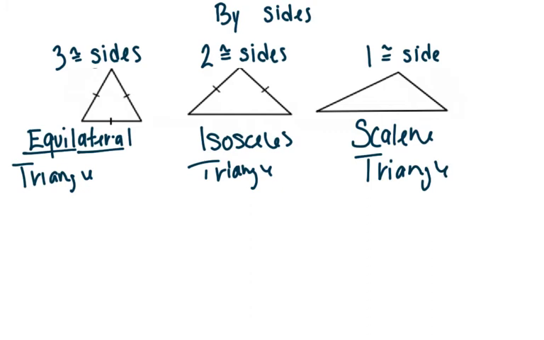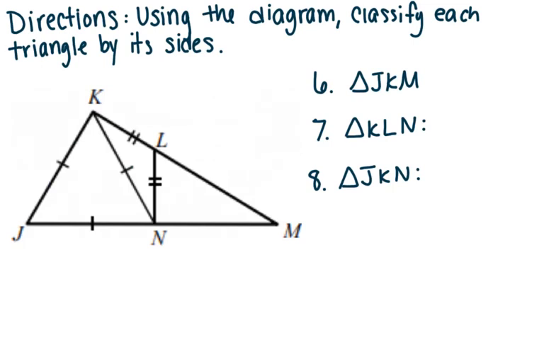So this should not be new information, but it should be a review. Maybe you've forgotten. And now we're going to do the same thing we did on the other one. We're going to classify by using the sides this time. So we're going to still use the same order. J, K, M. So J to K to M. I'm talking about this big one.